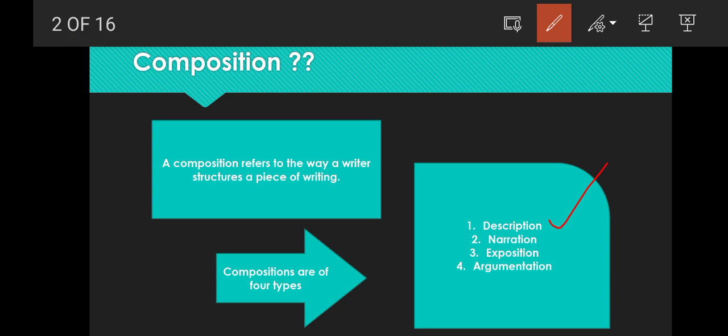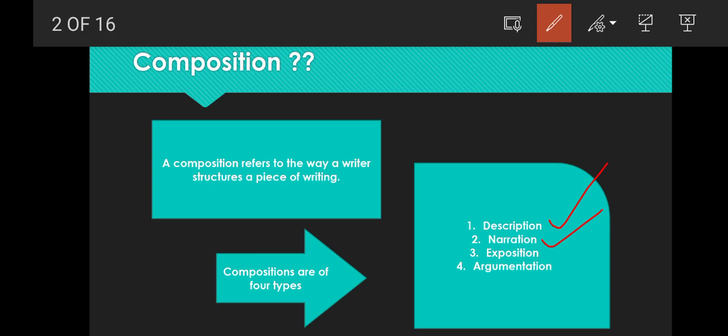Next is narrative. What is narration? I hope you have understood what description is. When you use all your senses to describe a topic, it is called a description. Next is narration. Narration means when you narrate anything. Suppose someone is narrating a story, you have to describe the story. Narration refers to the story, the narration of the story or of the poem.